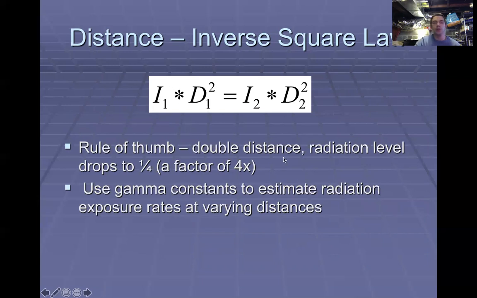Meaning, a simple way of saying it is that if you double your distance, your radiation levels drop by 4. If you triple your distance, they drop by 9. Quadruple, they drop by 16. So that's where that square factor comes into play. And the reverse is true too. If you get closer, then the levels start to rise very quickly.